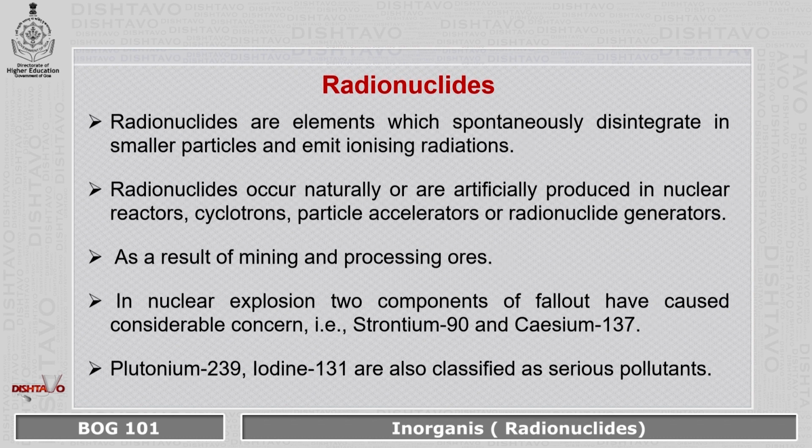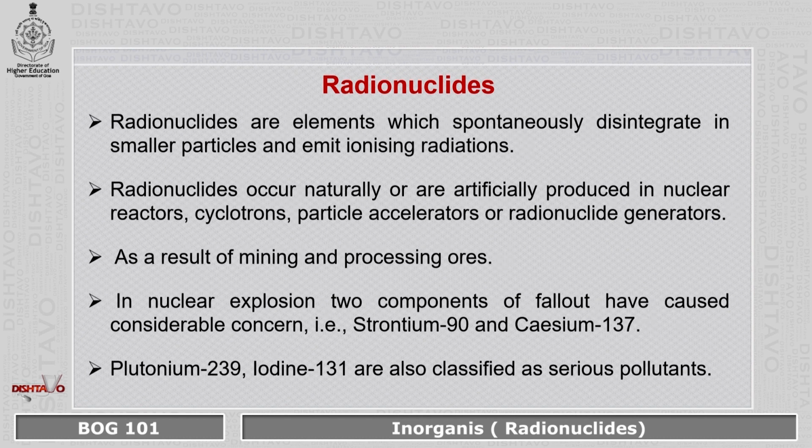Radionuclides are the elements which spontaneously degenerate to emit ionizing radiations. Radionuclides occur naturally and are also artificially produced in nuclear reactors, cyclotrons, particle accelerators, and radionuclide generators. As a result of the mining process of uranium or such kinds of ores, they are also produced.